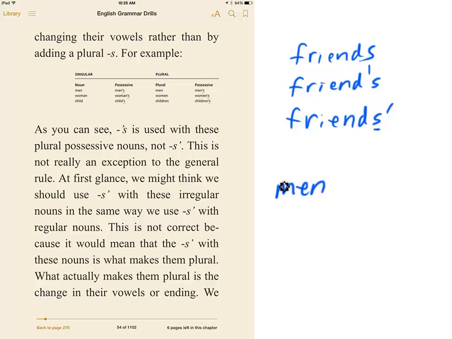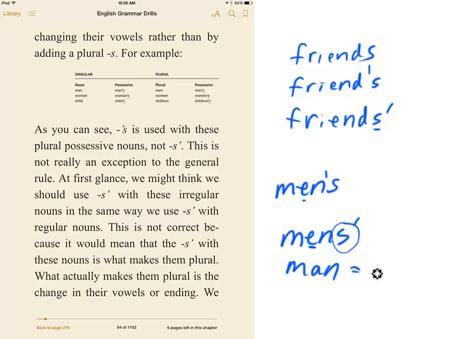obviously that's already plural, right? The vowel is what makes it plural. So in this case, we would put the apostrophe S. Now you might think, wait a minute. If this is plural, why don't we put the apostrophe after the S? Well, it's because the S here is not what is making it plural. The vowel is making it plural because the singular is man.